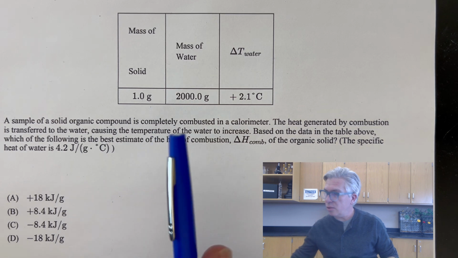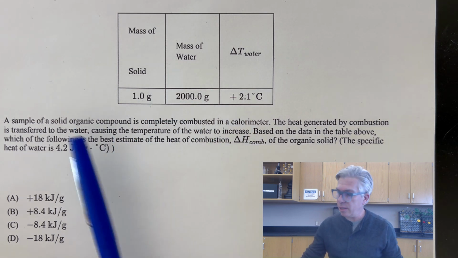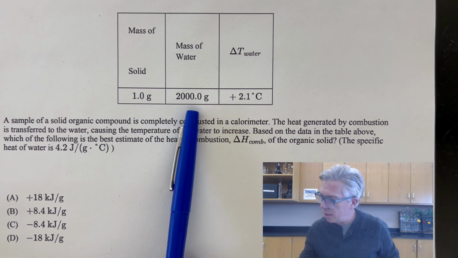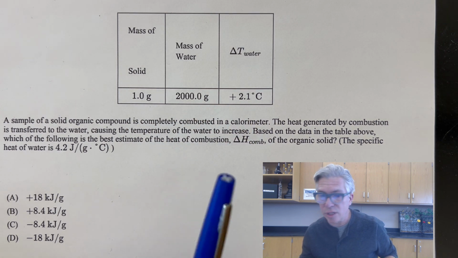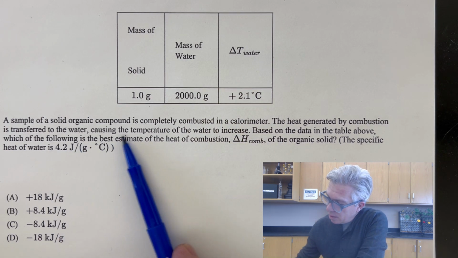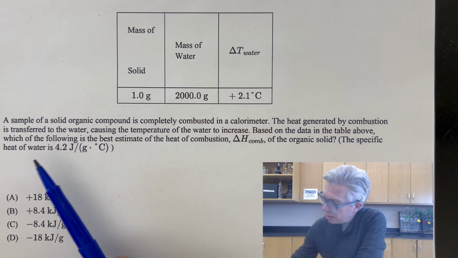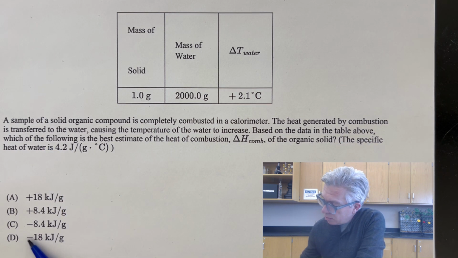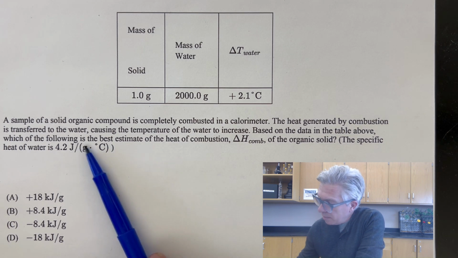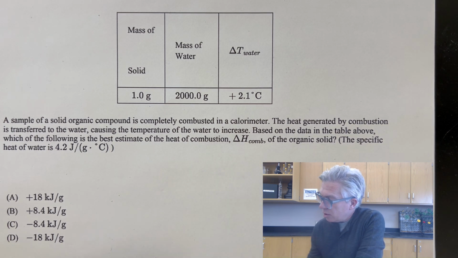Okay, moving on, we get to one that has a data table. You can pause the video and read the whole thing if you'd like. We're given 1 gram of a solid, 2,000 grams of water, and a temperature change of plus 2.1. That positive 2.1 is telling me that it's an exothermic reaction. The heat generated by the combustion is also a clue. So I'm looking probably at one of these negative ones because that gives it exothermic. What's the best estimate of the heat of combustion of the organic solid?